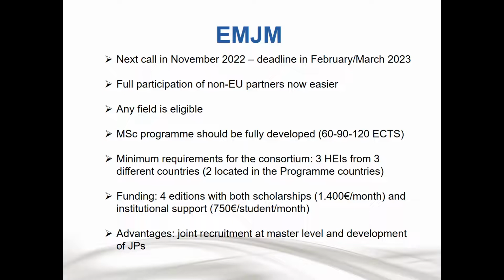So there is funding for scholarships of 1,400 euro per month for the students every year. In every edition of the program, you can expect between 25 and 30 students to be funded and distributed among the partners of the consortium. And for each student that your university hosts, you get 750 euro per month. So these are contributions to your organizational costs.